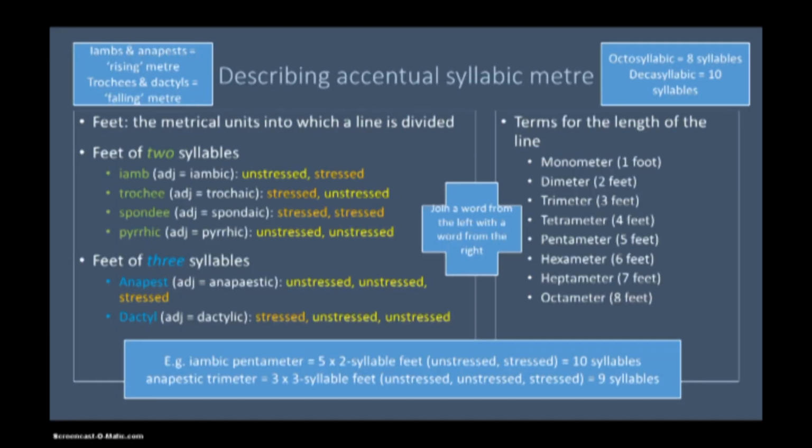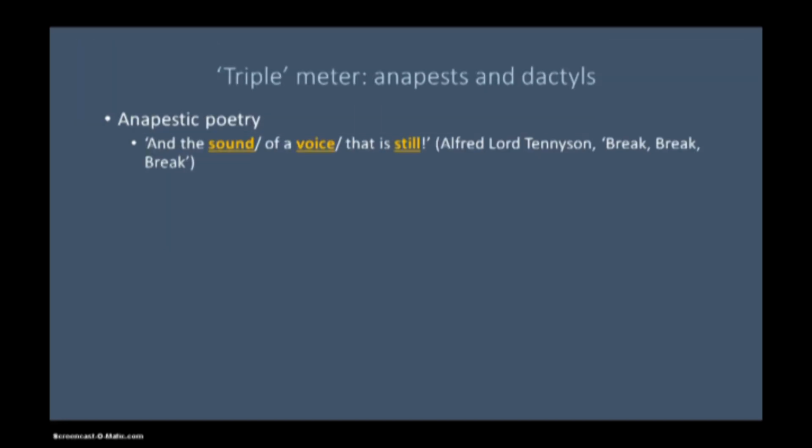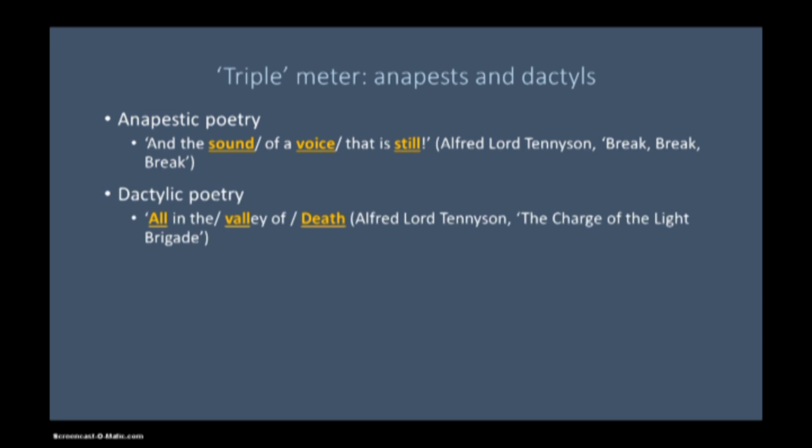There are some English poems which employ the triple metres of anapests and dactyls. The Victorian poet Alfred Lord Tennyson was quite fond of anapestic metre, as we can see in the following line from Break, Break, Break: "and the sound of a voice that is still." And there you can sort of hear the emphasis, the stress falling on the 3rd syllable in each foot. We can also look to Tennyson for an example of dactylic metre in The Charge of the Light Brigade: "all in the valley of death."